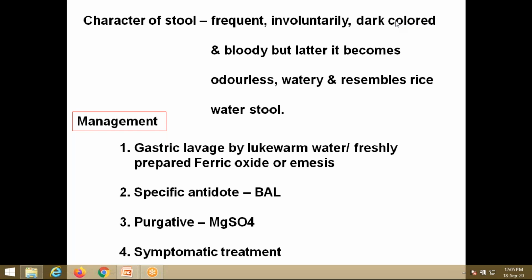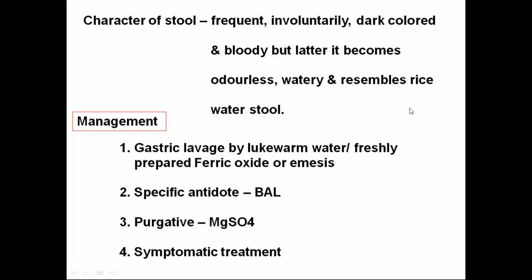Gastric lavage, and freshly prepared oxide. The antidote is BAL. BAL means British anti-lewisite, and then we can give purgatives like magnesium sulfate. So gastric lavage can be done in arsenic poisoning with lukewarm water and also with oxide, or we can also induce emesis. And for the specific antidote, BAL, British anti-lewisite, is a specific antidote for arsenic poisoning.